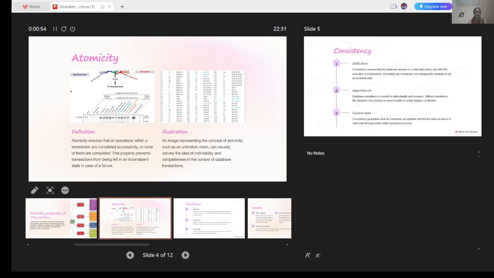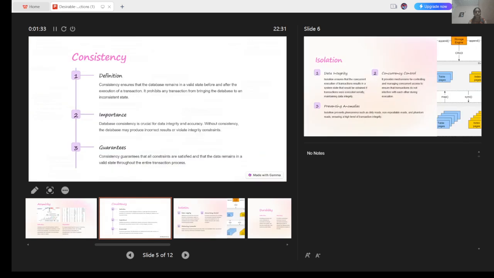Atomicity. Definition of atomicity: atomicity ensures that all operations within a transaction are completely successful or none of them are completed. This property prevents a transaction from being left in an inconsistent state in case of failure. Illustration: an image representing the concept of atomicity, such as an unbroken chain, can visually convey the idea of indivisibility and completeness in the context of database transactions.